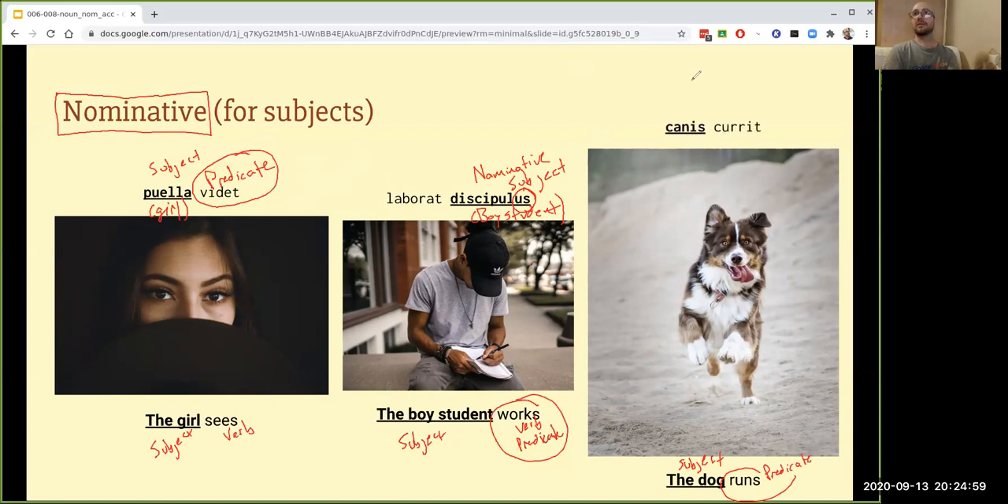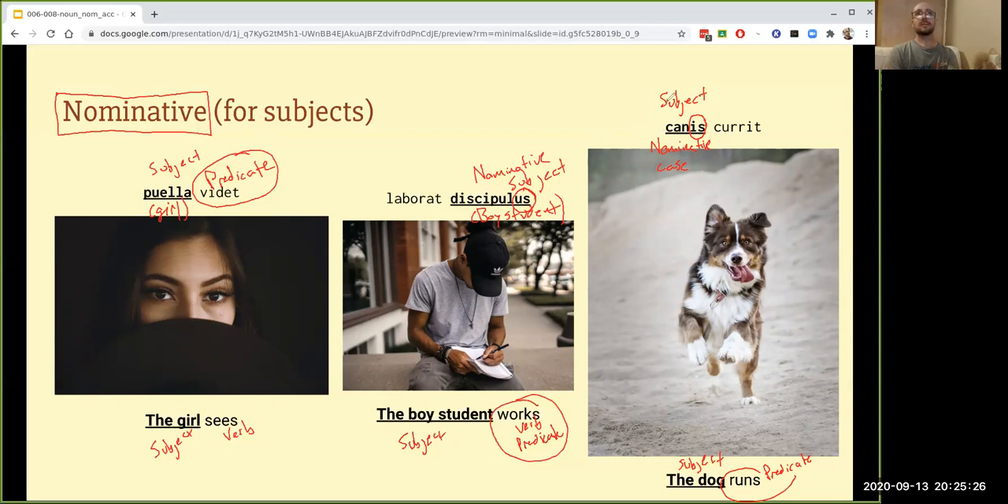And in Latin, the word dog, when it's the subject, sounds like this. It says canis currit. So there's our subject. We can tell because the word dog ends in -is, canis. We know that's the subject. It is in the nominative case. And that's how we know it's the subject.